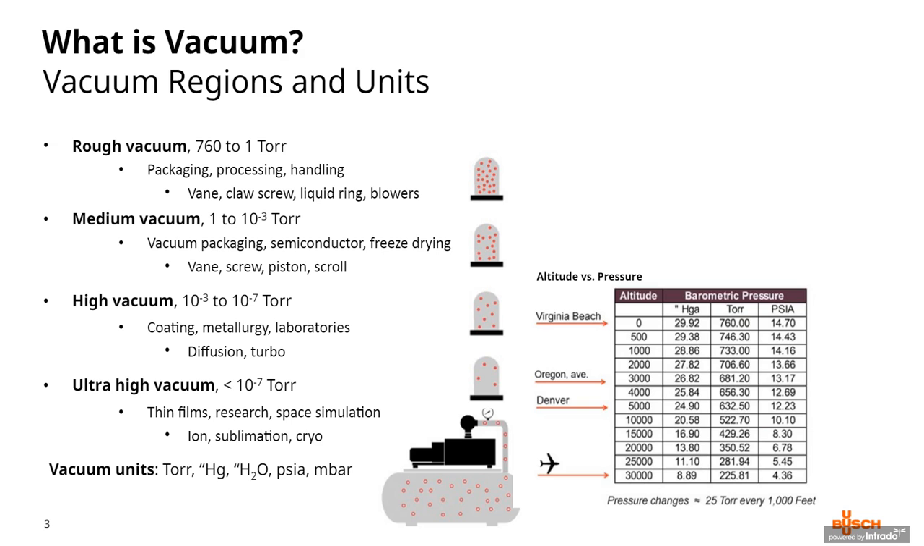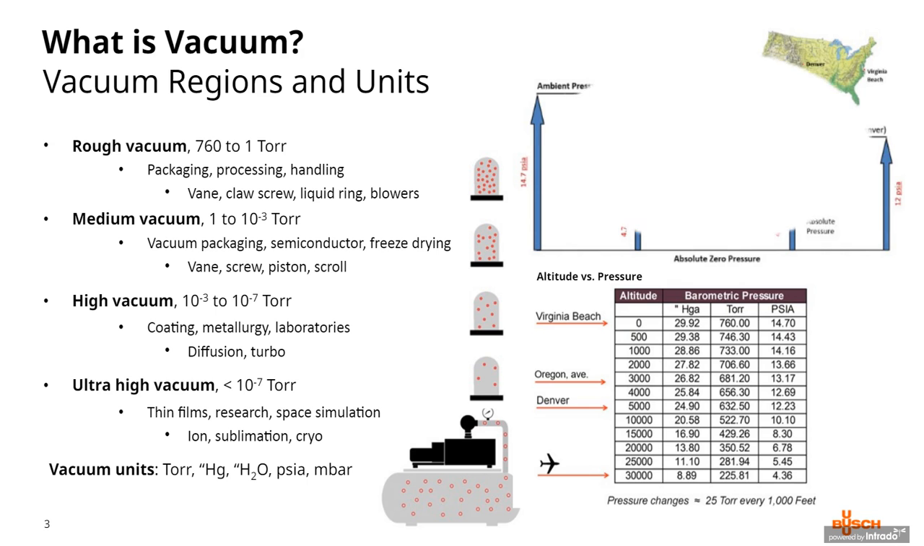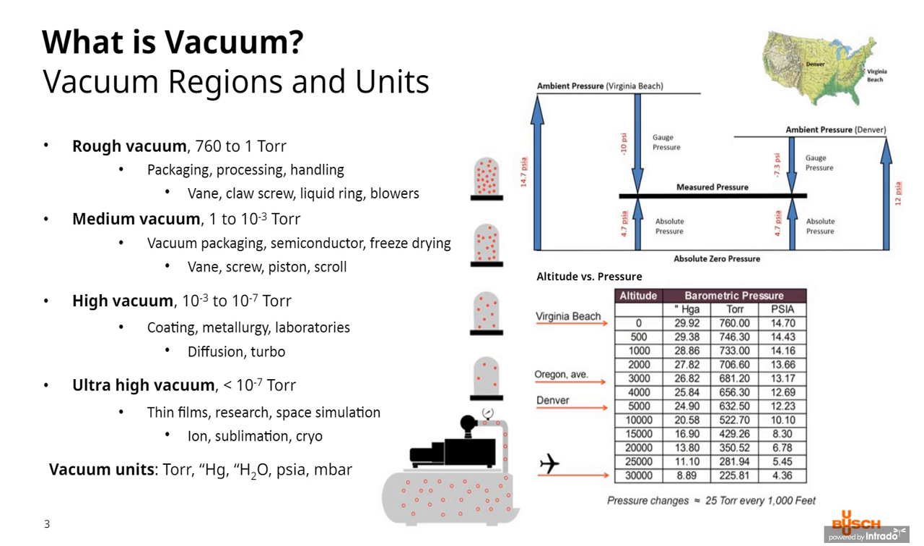Now, vacuum can be expressed in either gauge or atmospheric values. Now, there's a simple rule of thumb here. Gauge values start at 0, while absolute values end at 0. Another thing to keep in mind is that the pressure changes with altitude.